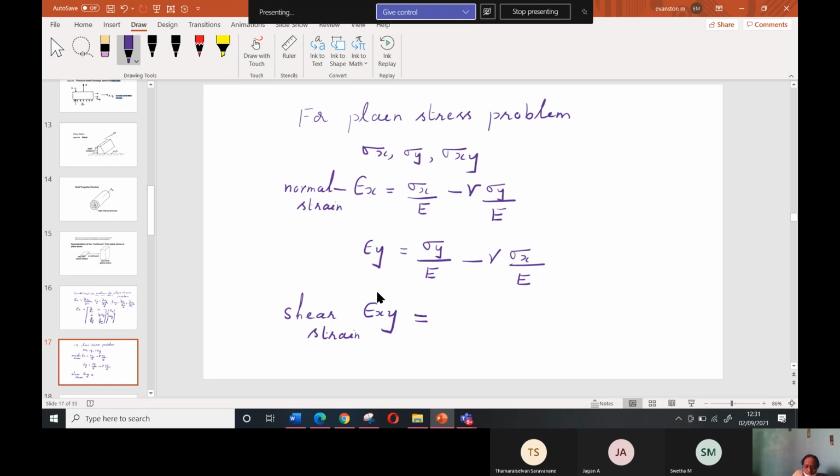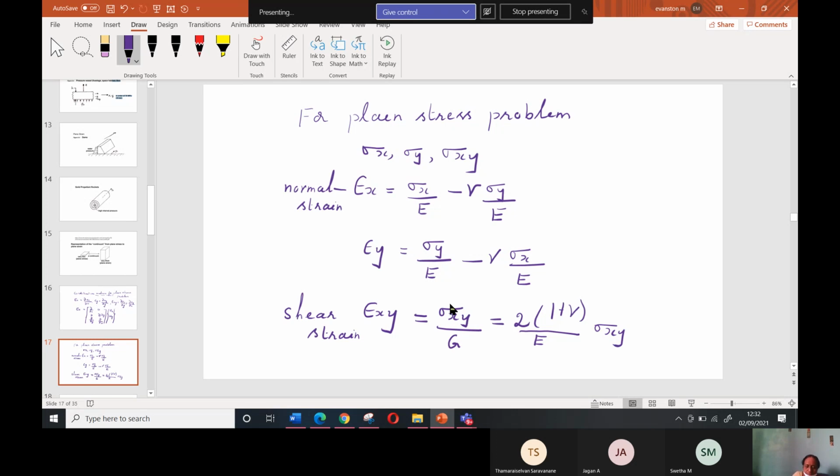Epsilon xy is equal to sigma xy divided by G, that is equal to 2 into 1 plus mu divided by E. So all this we have learned already.